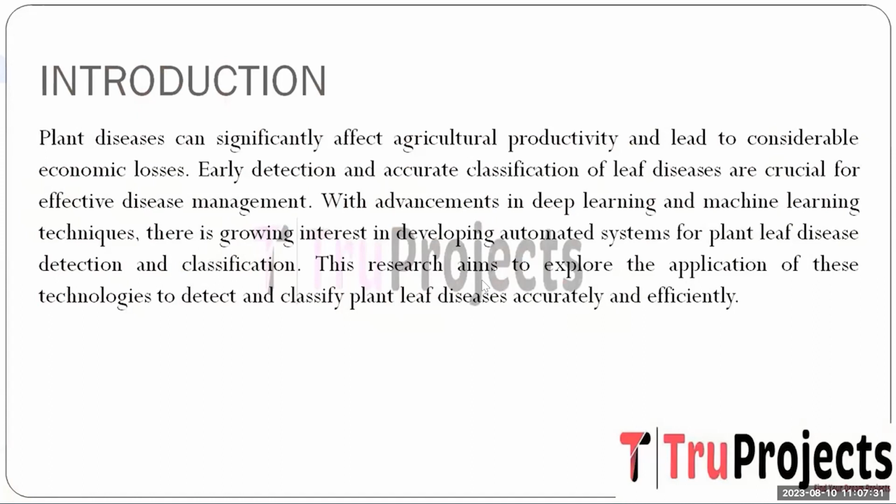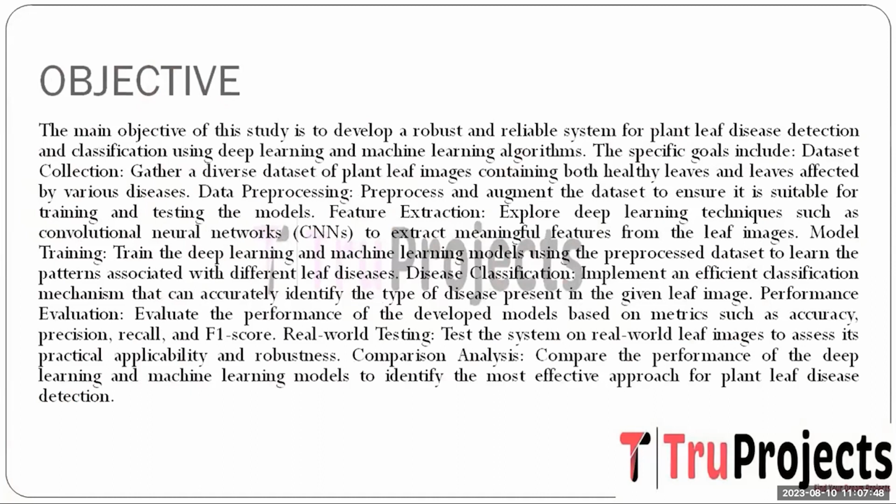This study seeks to delve into the implementation of these cutting-edge technologies to achieve meticulous and streamlined detection and classification of plant leaf disease, marking a stride forward in disease management strategy. The primary aim of this project is to construct a resilient and dependable system for detecting and categorizing plant leaf disease through the utilization of deep learning and machine learning algorithms.